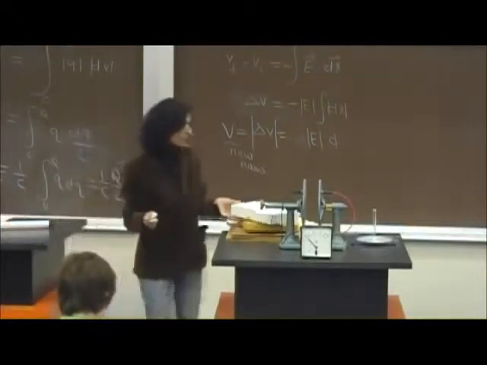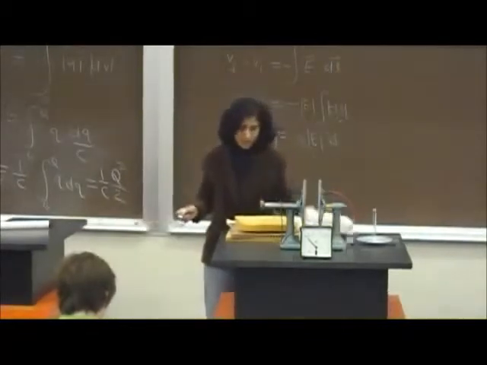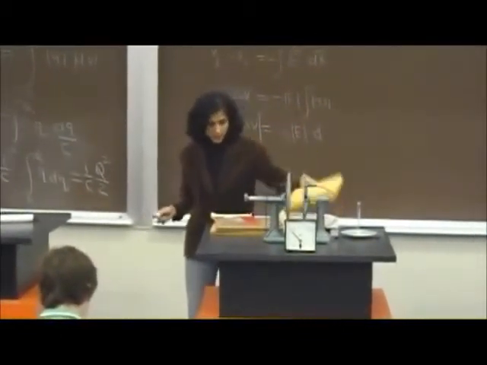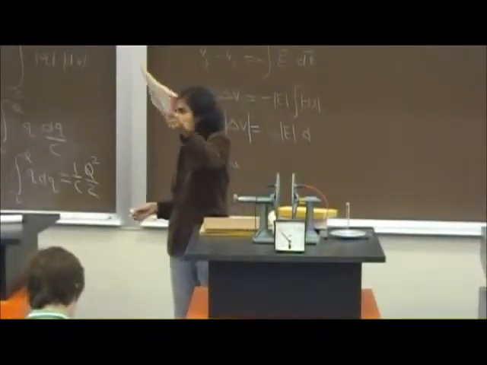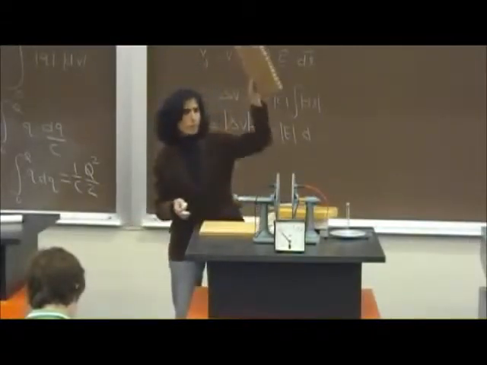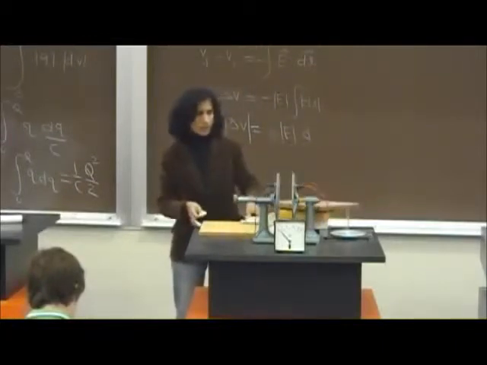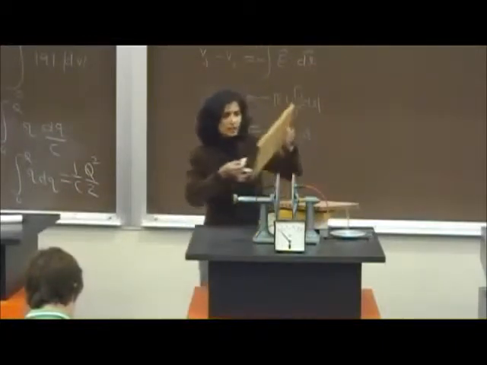But now suppose I put this thing here between the two plates. Suppose I put this book here. These are all different kinds of insulators. Aren't they made of insulating material? Suppose I put this thing, or I put this thing. Do you think anything will change?